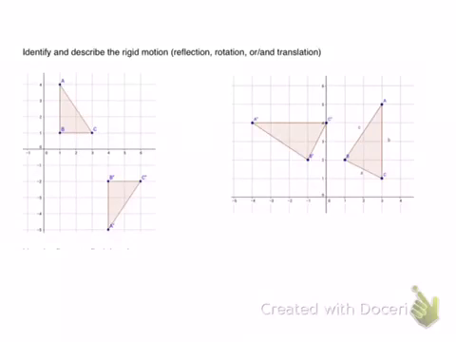The first set of questions asked to identify and describe the rigid motions. Remember, rigid motions are reflections, rotations, and or translations. So if we look at this first picture here, here's your pre-image, since it doesn't have the little tick marks. I've got it in the first quadrant and the third quadrant, and I can tell it's been flipped here. So that would be a reflection.